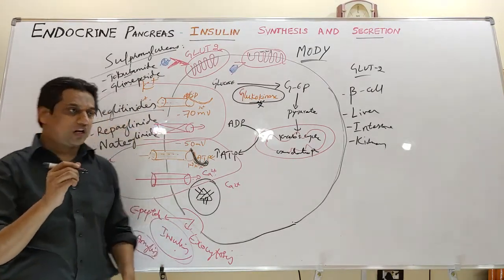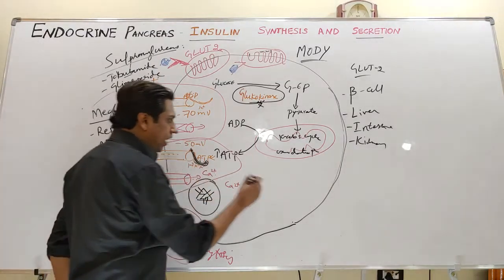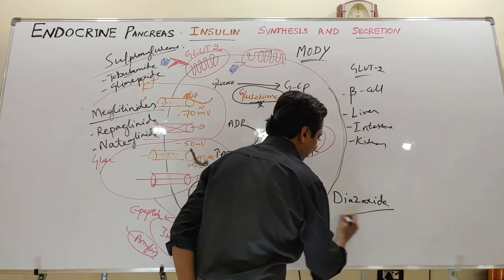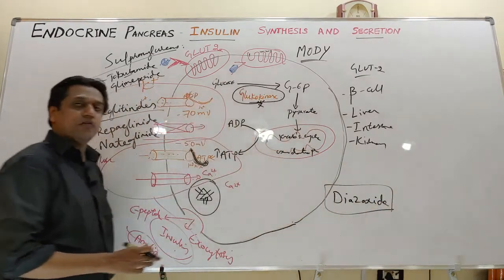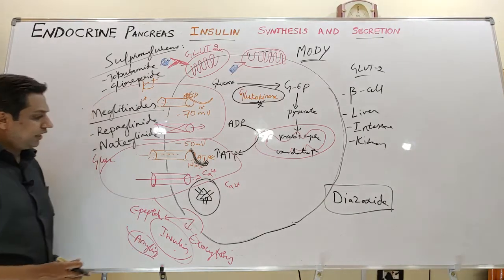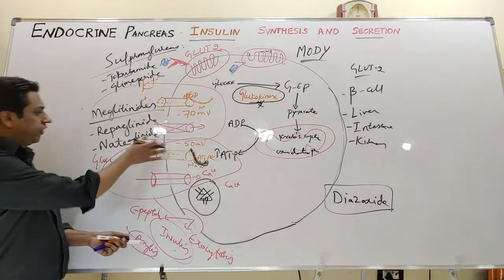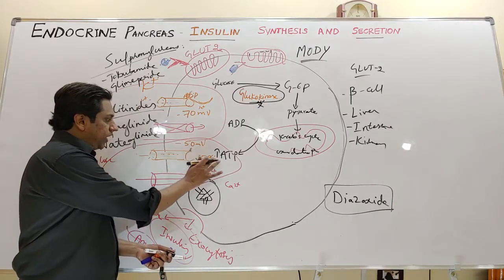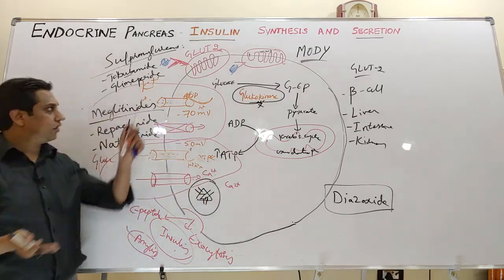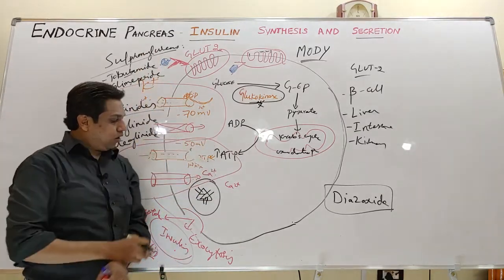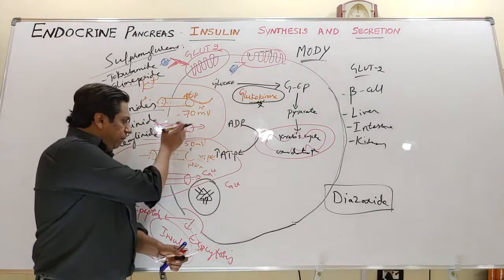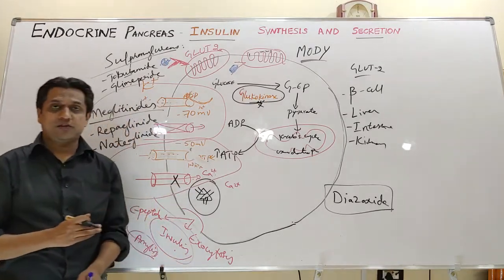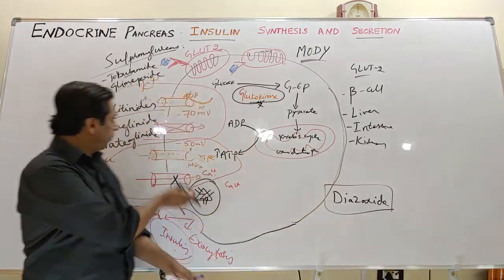Further, there is one more drug, diazoxide. Okay, it is actually a thiazide derivative, diazoxide. So diazoxide actually has an opposite effect. What it will do is it will open up these potassium channels. It will keep them open. Even if glucose comes, it will stay open. When it is open, there is no membrane depolarization, there is no calcium influx, and insulin is not released. So this diazoxide has the opposite effect.